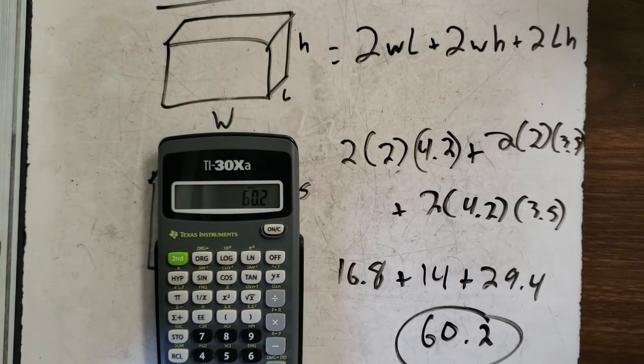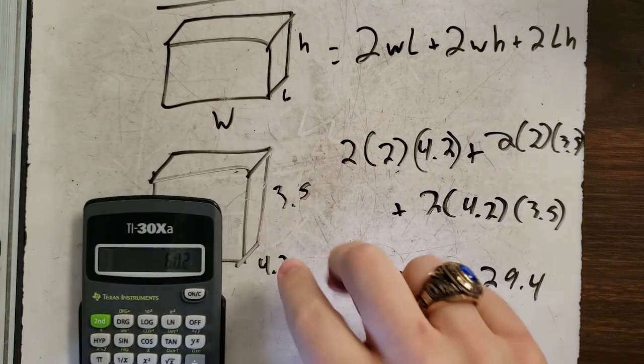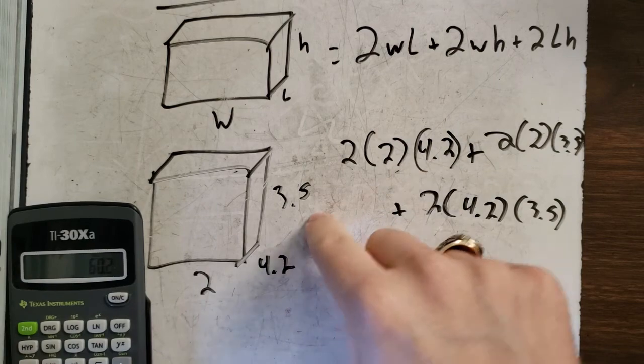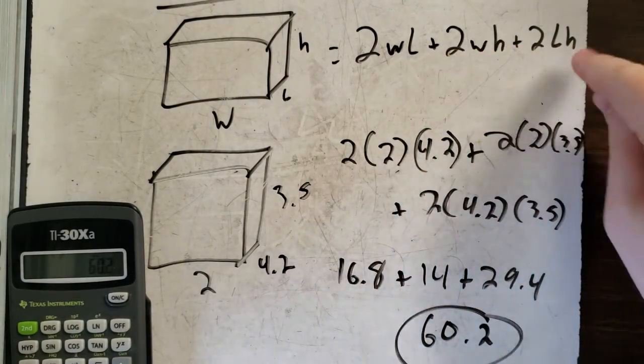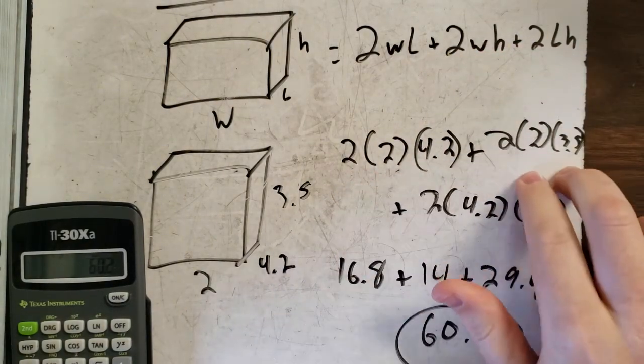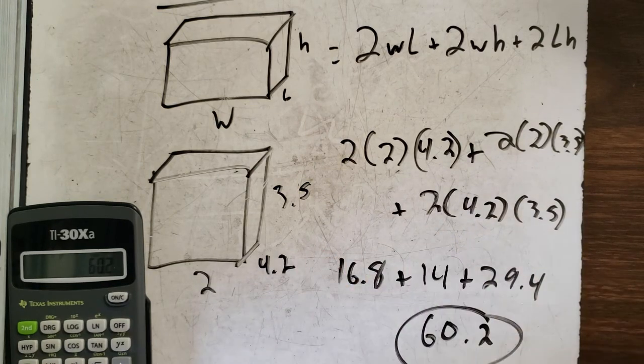Okay? And that's what it is, all right? So it's really just taking the numbers it gives you, putting them in the formula where they're supposed to go, multiplying the 3 numbers of each thing, and then adding those answers up together, okay? And that's it for a box.